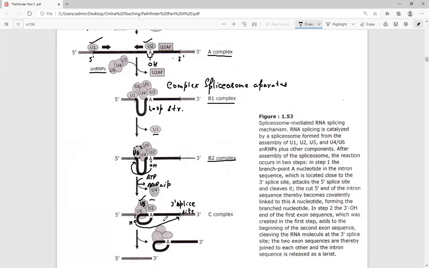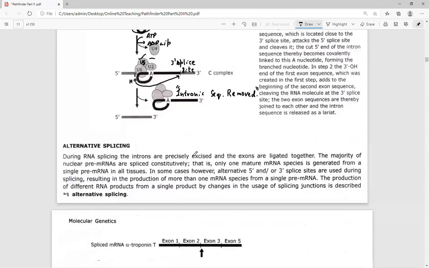Once the attack takes place, the process involves the removal of the intron. This is the intronic sequence removed. Okay, this is the intronic sequence which is removed. Any doubt? Any problem? Okay, so this is how this splicing takes place.